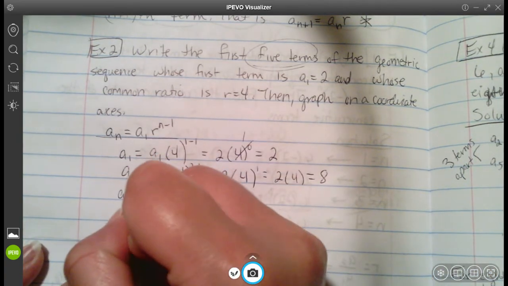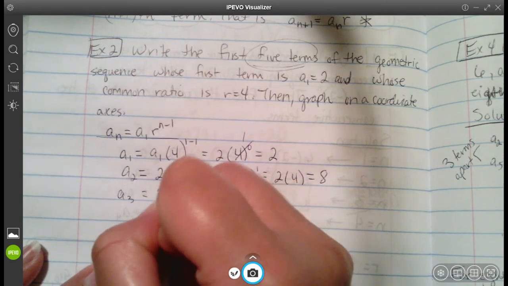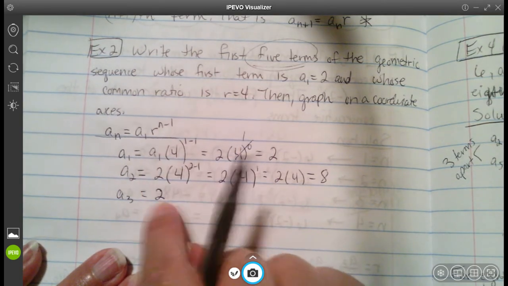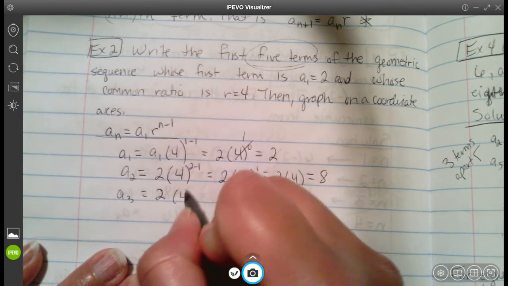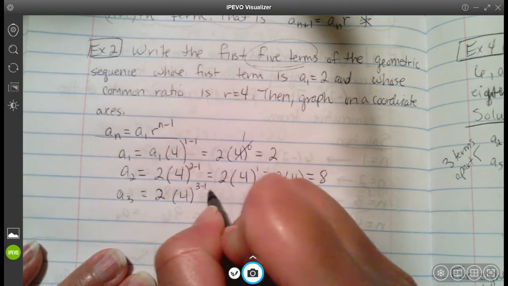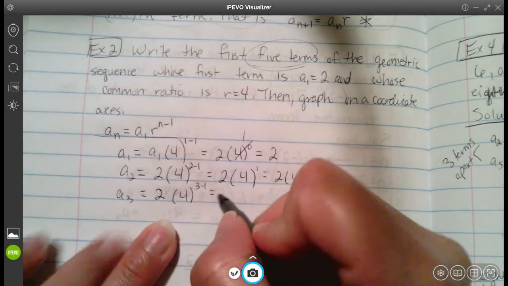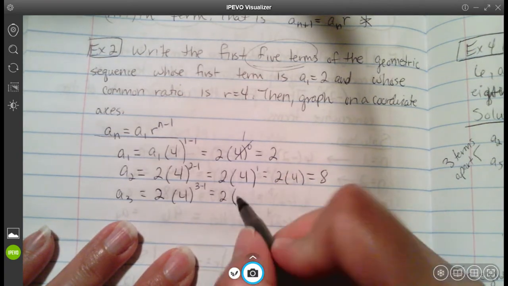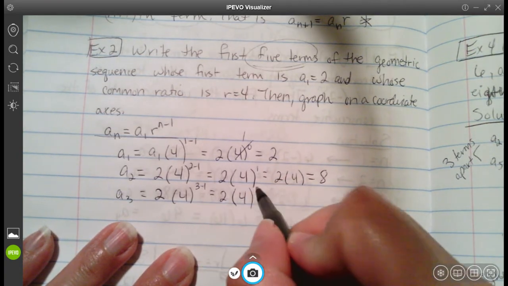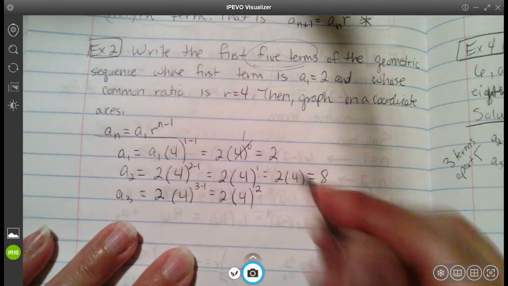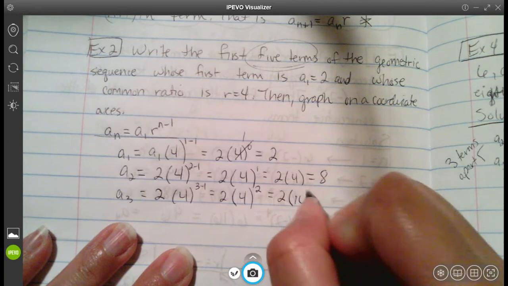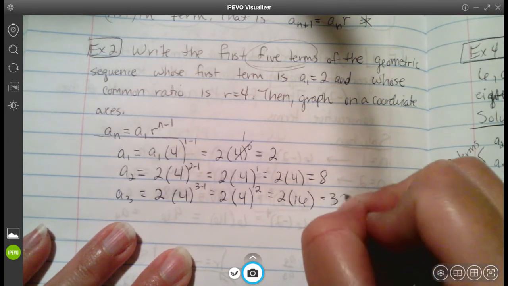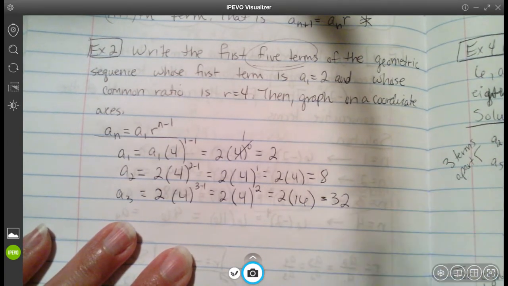Okay. The third term, we have 2 again, because remember, a sub 1 is 2. We have to use a sub 1 always for this one. Times 4 to the power of 3 minus 1. So we're looking at 2 times 4, 3 minus 1 is 2, so 2 times 4 squared, which is 16. So 2 times 16 is 32.